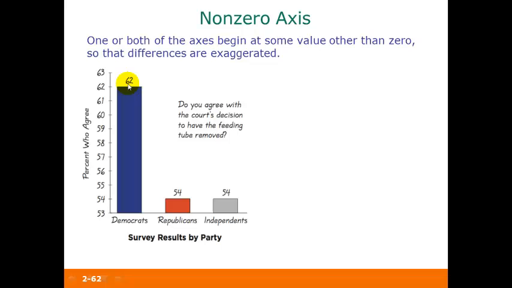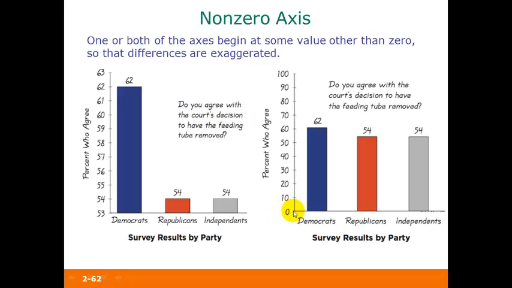But if you actually look at the numbers, this is only 62% compared to 54% for both Republicans and Independents. Notice that the differences between those percentages are very much exaggerated because this vertical axis starts at 53 instead of starting at 0. So this would be a case of a non-zero axis being used to exaggerate differences between values. If we redraw this graph using a zero axis, so here our vertical axis starts at 0 instead of 53, notice that this graph looks a lot different, and the differences between the percentages are not nearly as exaggerated as they were in the graph on the left side.